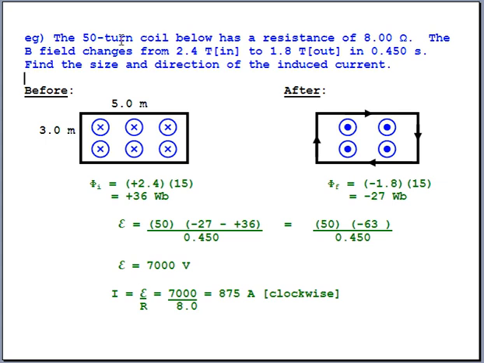So we've done it. We've found what they wanted. We found the size and the direction of the current. The current size, you had to use Ohm's law to get there. And the direction, we used Lenz's law in order to find that direction.